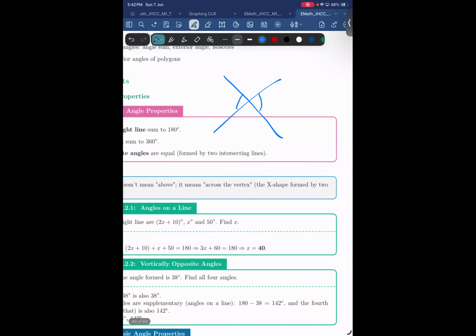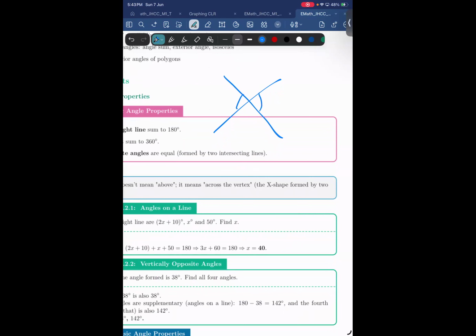Then, two lines intersect. One angle formed is 38 degrees. Find all four angles. In exams, usually they will accompany it with a picture. They don't really just say something like this. But even if they don't, you should know how you may want to solve it.